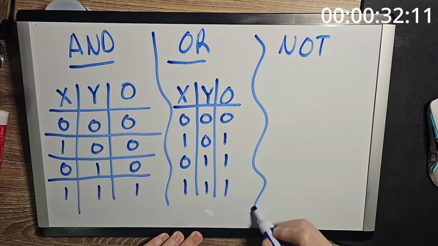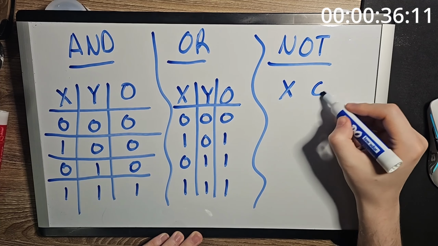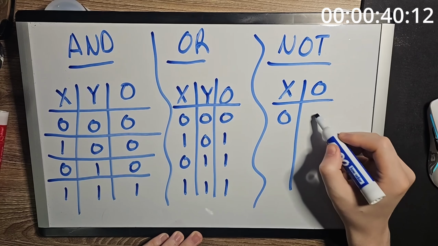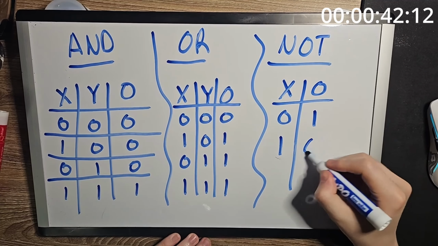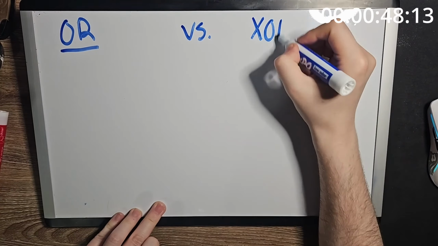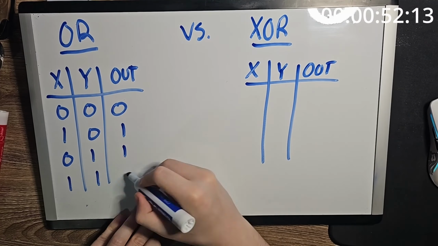Lastly, the NOT gate. Unlike the other gates, it only has one input. All it does is invert the current input. So if the input is on, then the output is off. If the input is off, then the output is on. It's as simple as that. So we can use these logic gates to build other logic gates, such as the exclusive OR, also known as the XOR gate for short.